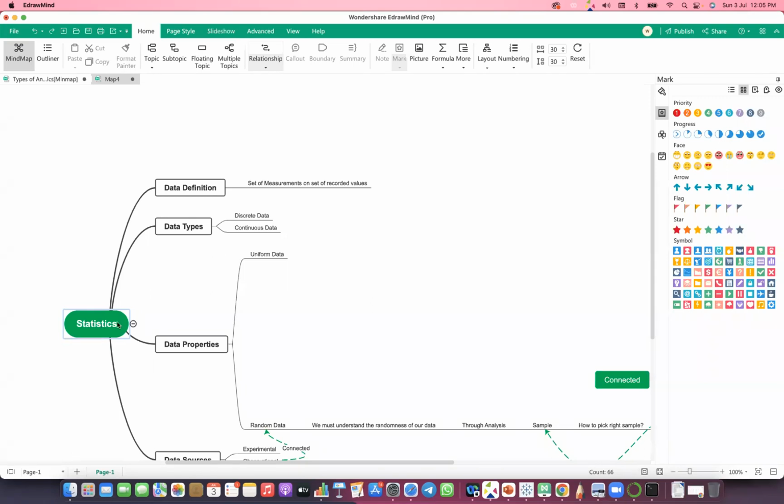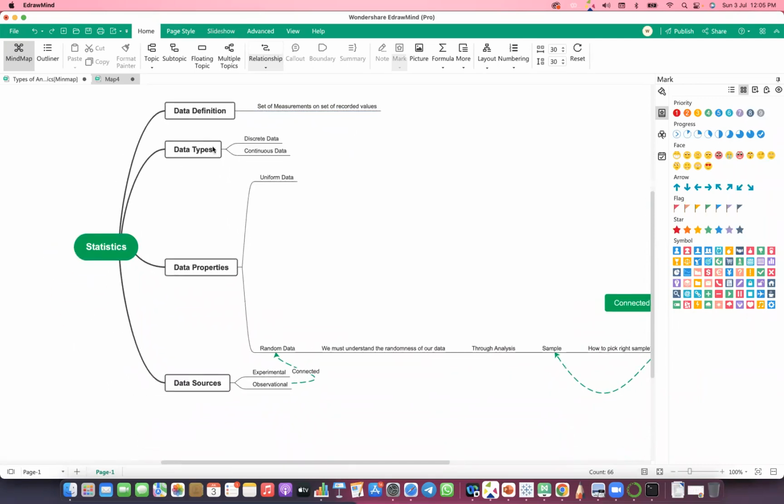Now I'm giving a summary of today's class. We started with statistics. Statistics is a discipline of the way we do our analysis. We started with the definition of data. What is the data definition? A set of measurements or a set of recorded values. Then we understood the different data types: discrete data and continuous data. This is very important. Based on the type of data, the way you do analysis changes.